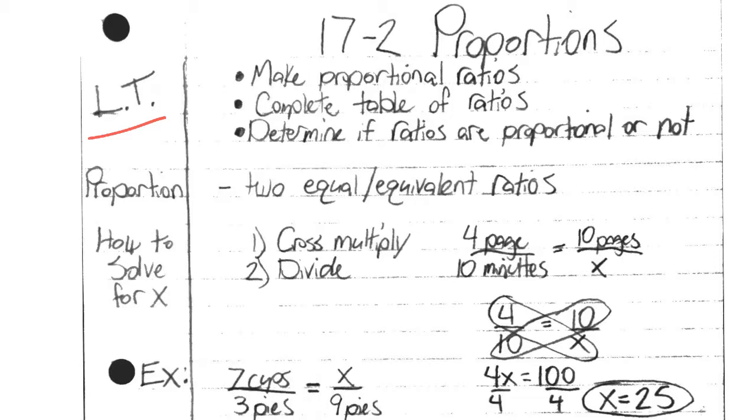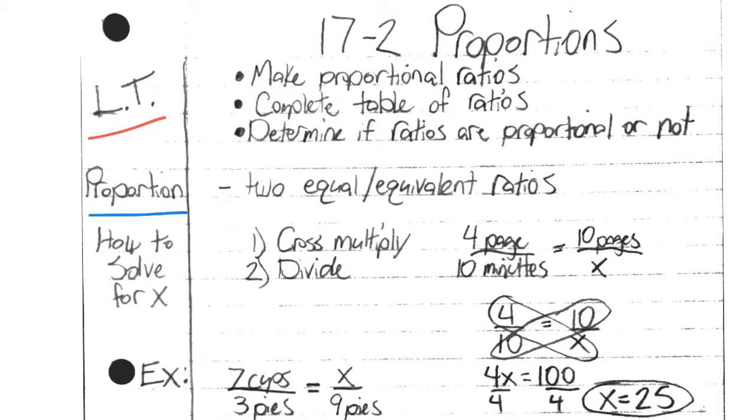To start off with our learning target, we are going to make proportional ratios. We are going to complete a table of ratios, and we are going to determine if ratios are proportional or not. So 3 different things. We're going to squish them onto one page. If you run over to the next page, that is completely fine. I just wanted to have an example of each way that a test or homework problem might ask you about these things called proportions. So to start out with our vocabulary, a proportion is 2 equal or equivalent ratios.